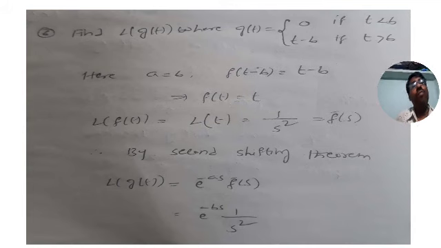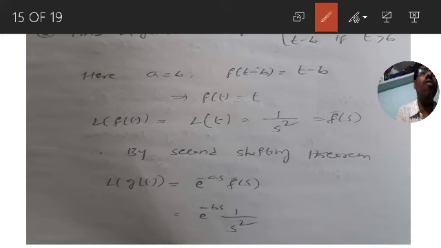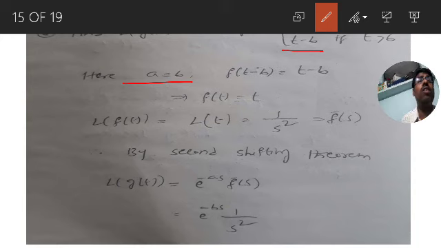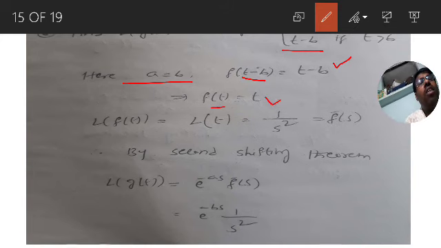Find L of g of t, where g of t is equal to 0 if t less than b, and it is t minus b if t greater than b. Comparing with the theorem, there in the theorem we have t less than a, t greater than a. Now t less than b, t greater than b. So at place of a we are having b. Therefore a is equal to b. And f of t minus b is t minus b. At place of t minus b, if you write t, then we get f of t is equal to t.